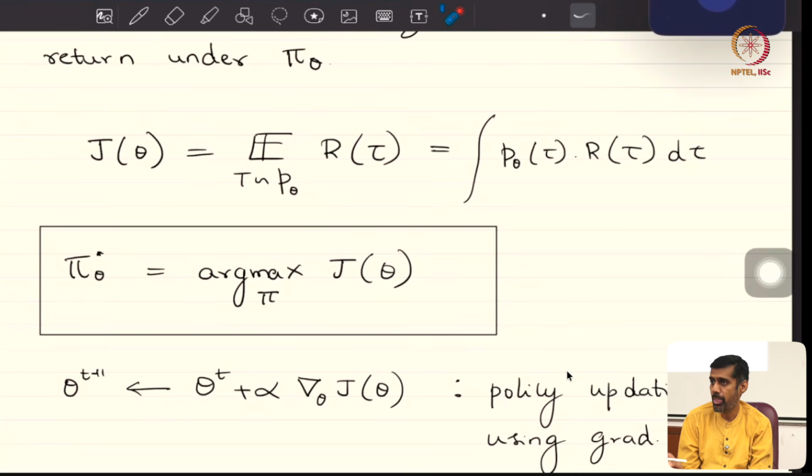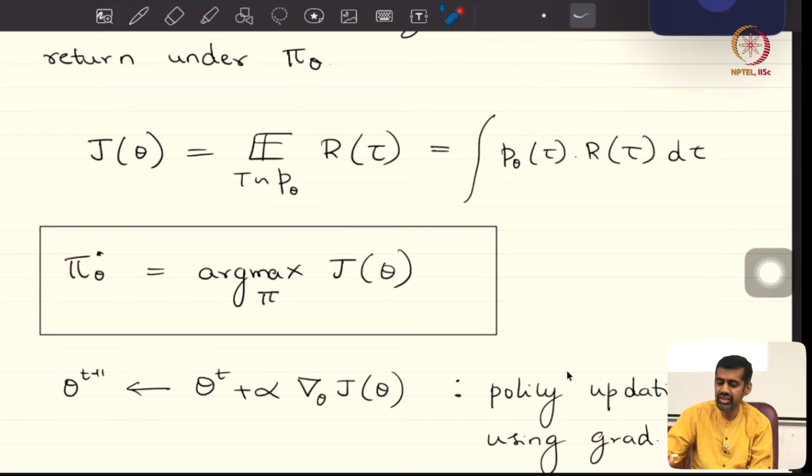Now, you can solve this problem in 100 different ways. There is Q learning, there are Bellman equations and so on. That is why I told you, RL is an entire course by itself, but I will only show you one way to do it, which is called the policy gradient theorem, which is the method that is used for RLHF in LLMs.